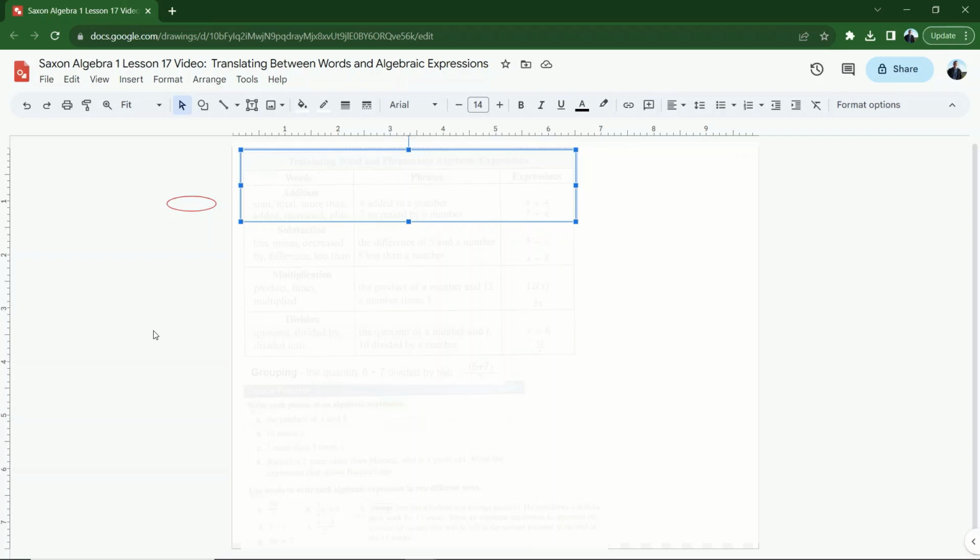We talked about what words refer to addition, what words refer to subtraction, multiplication, division. And that's what we're going to be doing in this lesson. By the end of this lesson, you should be able to turn any word problem into an algebraic numerical expression.